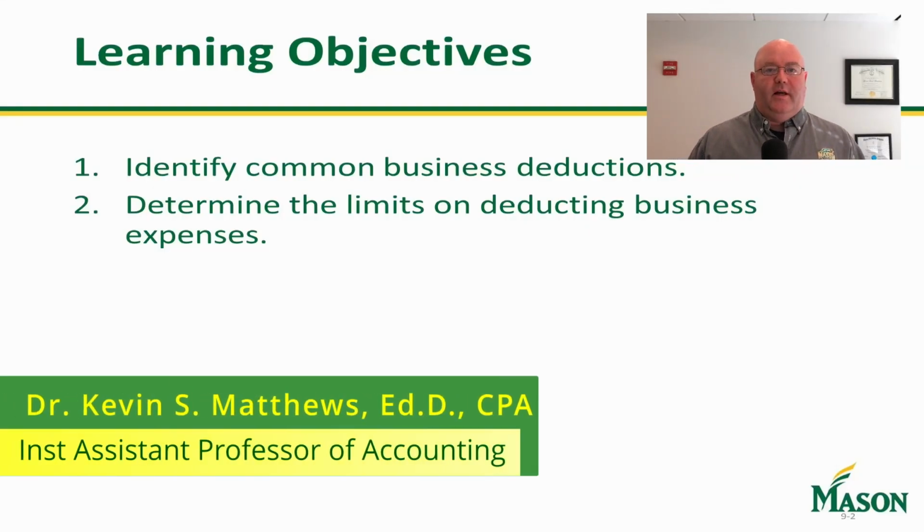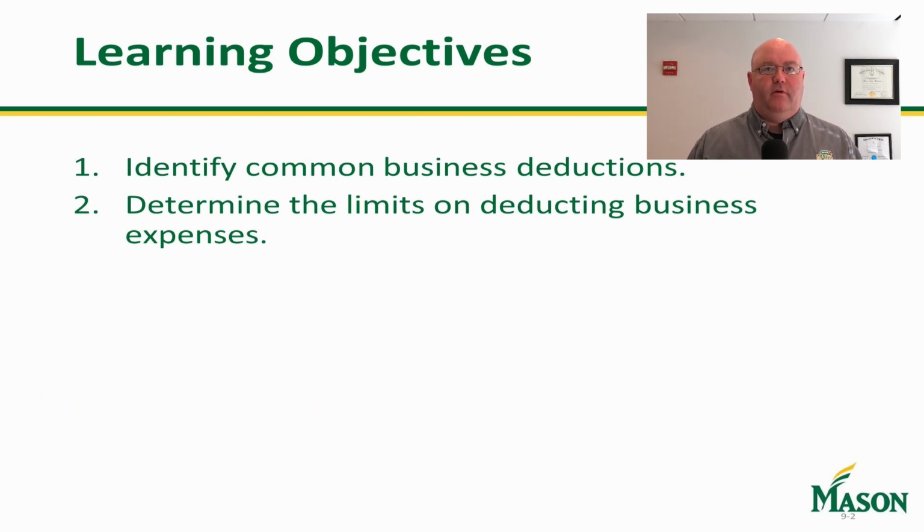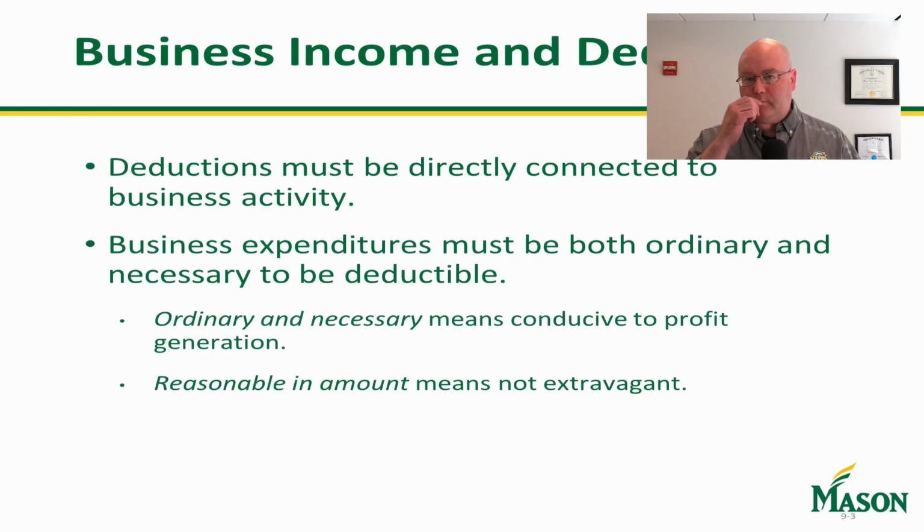Greetings everybody, and in this class we're going to have two learning objectives. First, we're going to identify common business deductions, and then we're going to determine the limits on deducting business expenses. When thinking about this chapter, this is the beginning of phase 3. In phase 1 we talked about individuals. In phase 2 we concentrated on property transactions, which can affect both individuals and businesses. Now we're focusing on phase 3, where we're talking about more business and corporate transactions.